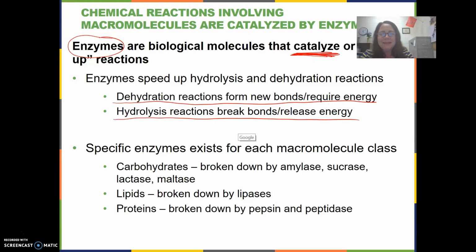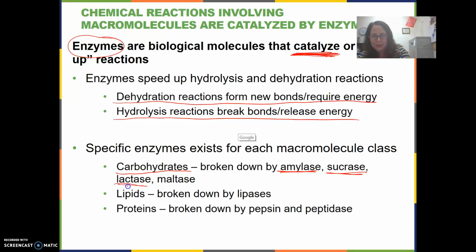There are specific enzymes for each macromolecule. So carbohydrates can be broken down by several enzymes. This is a very short list of enzymes. Amylase breaks down the carbohydrate amylose, which is a starch. Sucrase breaks down sucrose, which is a disaccharide. Sucrose, you may recognize that. That is the name for table sugar.